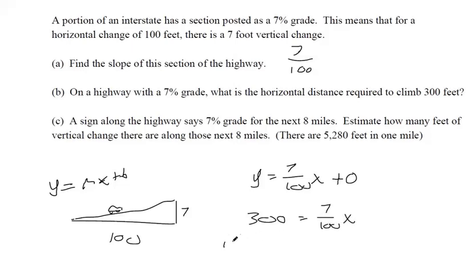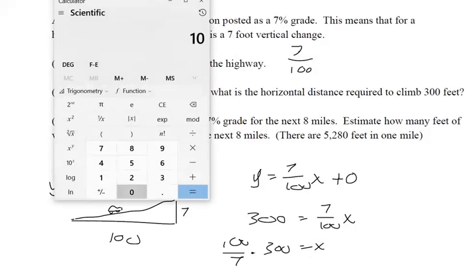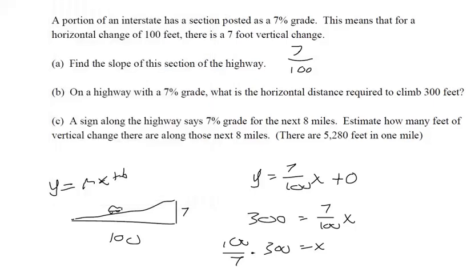So multiply 100 over 7 to both sides. 100 times 300 divided by 7. So that's 4,285.7 feet roughly. That's how many feet you have to travel horizontally, around 4,000 feet horizontally to make a 300-foot climb, which makes sense, right?